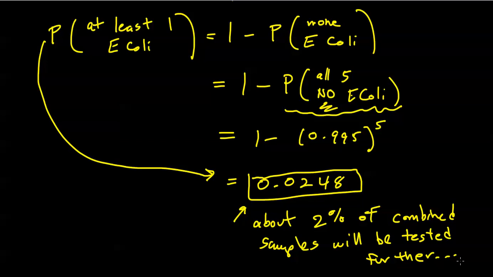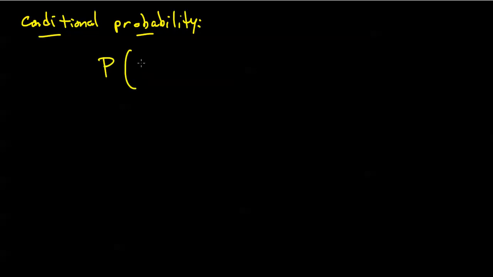I want to move on now to conditional probability as our second major topic in this class. Conditional probability. And what is conditional probability? Well, typically we write conditional probability with this syntax. We read this vertical bar as the word given.